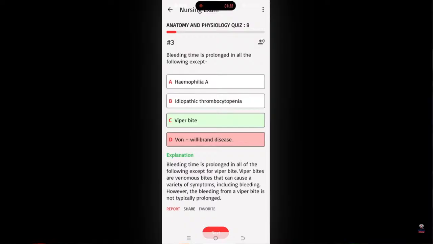Viper bites are venomous bites that can cause a variety of symptoms, including bleeding. However, the bleeding from a viper bite is not typically prolonged.